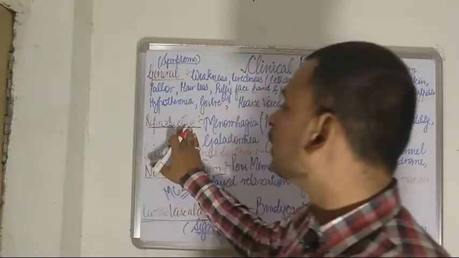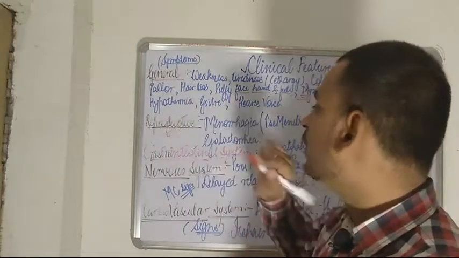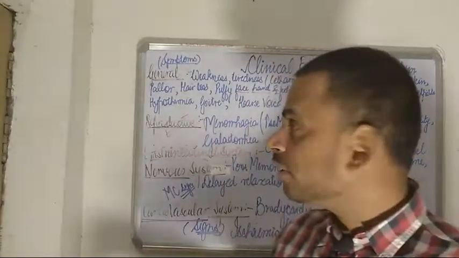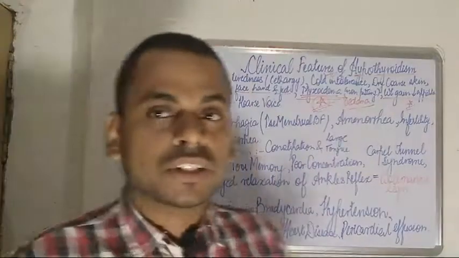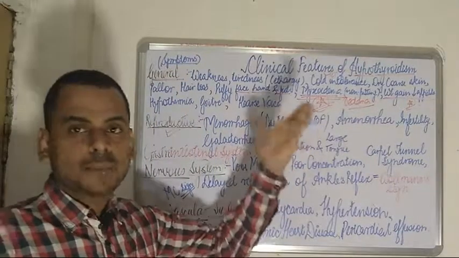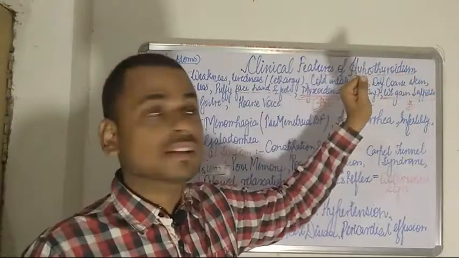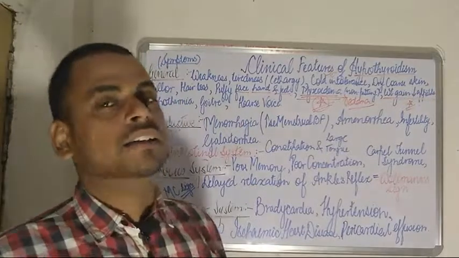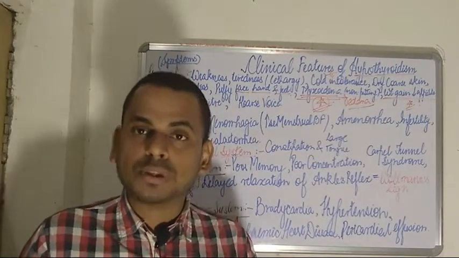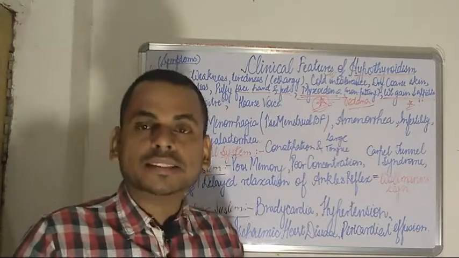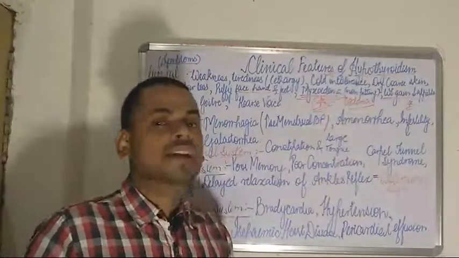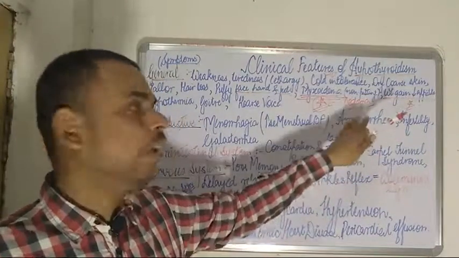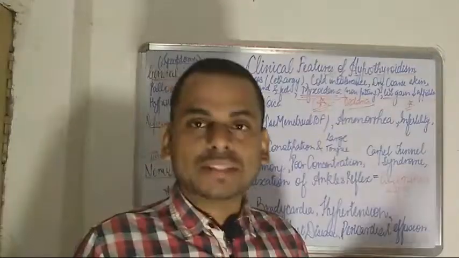Moving on to the next important category, the reproductive clinical features. The clinical features that affect the reproductive system include menorrhagia. Hypothyroidism is most commonly seen in females, and in females menorrhagia can occur, that is, an increase in the menstrual blood flow. In some females, amenorrhea can also occur, that is, complete absence of menses.